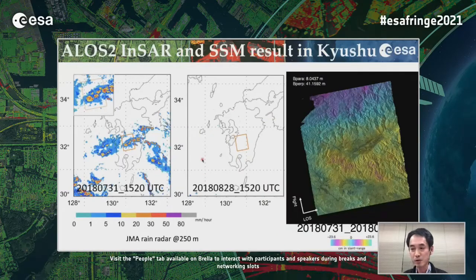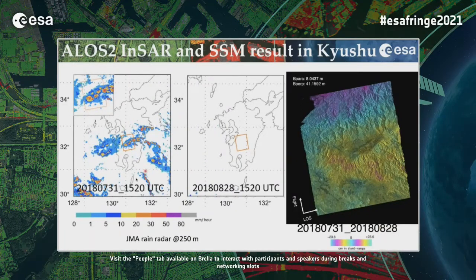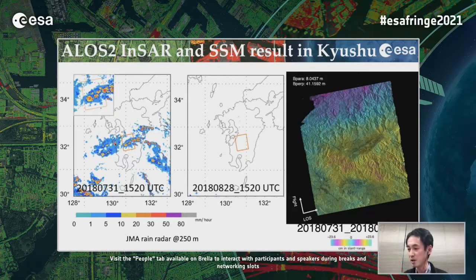So we will report two recent heavy rain events using ALOS-2. The first one is on July 31st, 2018 in Kyushu, Japan, where more than 50 millimeter per hour rain rates were observed. And the other date, August 28, apparently includes no rain and was a clear day.